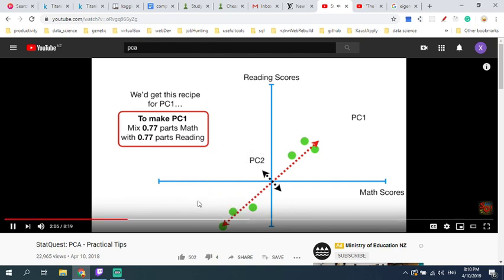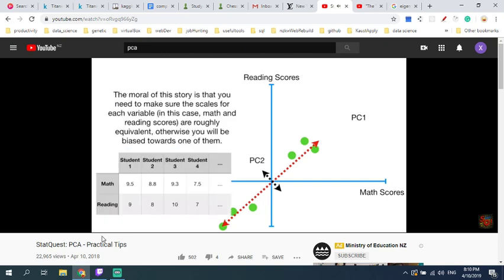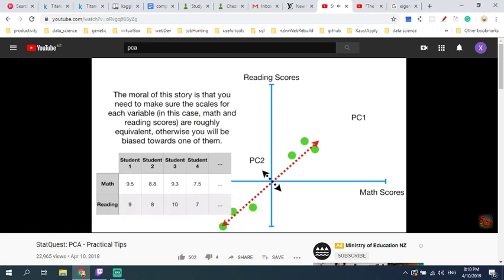To make PC1, mix 0.77 parts math with 0.77 parts reading. This suggests that reading and math are equally good at capturing variation in aptitude. The moral of this story is that you need to make sure the scales for each variable, in this case math and reading scores, are roughly equivalent. Otherwise, you will be biased towards one of them.